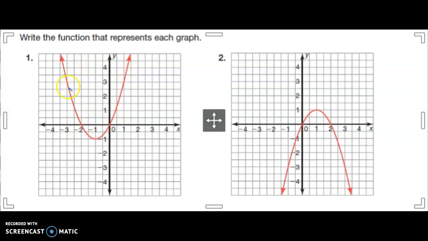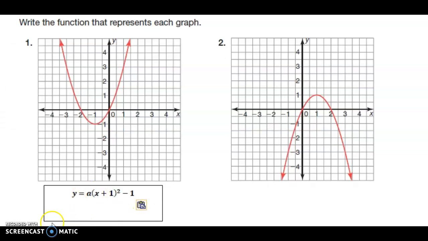So if I look at graph number 1, I recognize it's a parabola, and I should be able to identify its vertex. We notice that the vertex is right here at -1, -1. Take a minute and think about how you could write that equation with that particular vertex. Did you write an equation that looks something like this?